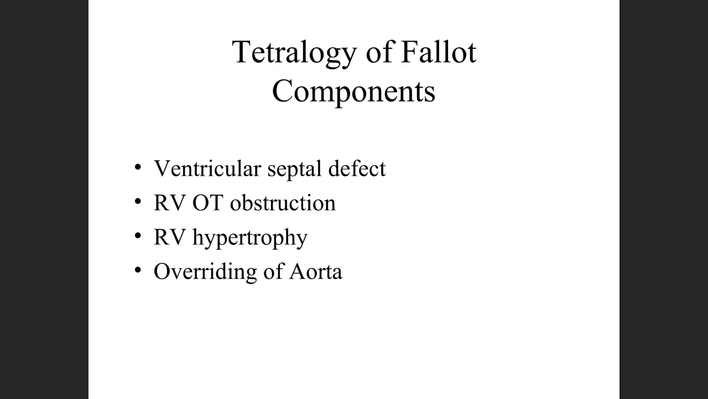Well, if no questions are present, let's get on with tetralogy of Fallot. There are four components to tetralogy of Fallot: a ventricular septal defect, obstruction of the right ventricular outflow tract, hypertrophy of the right ventricle, and overriding of the aorta.